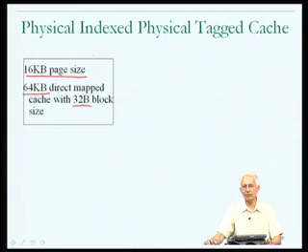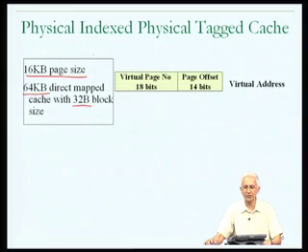Okay, so we'll start by looking at a physical index physical tag cache. And when we think of a virtual address, from the perspective of address translation, recall that a 32-bit virtual address would have least significant bits that we call the page offset bits, and most significant bits which we call the virtual page number, from our discussion of virtual memory.